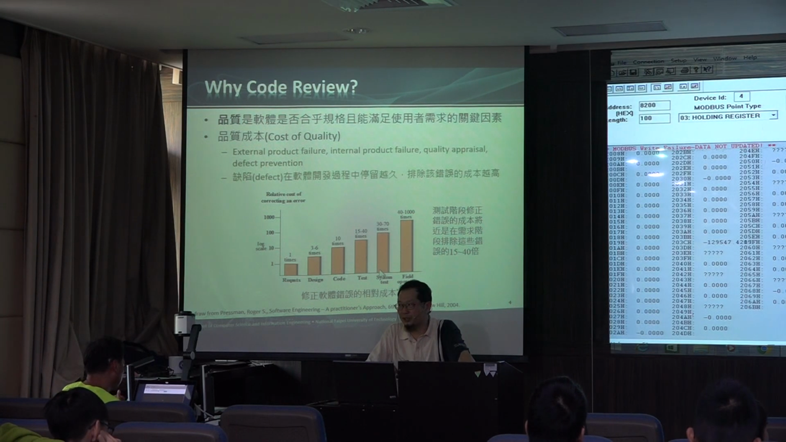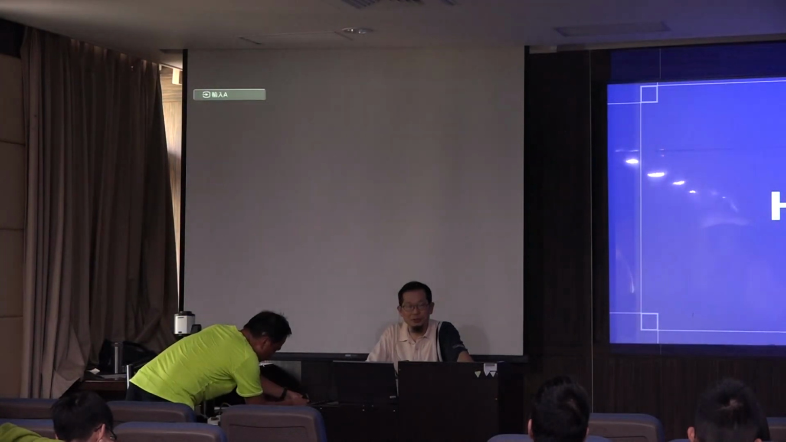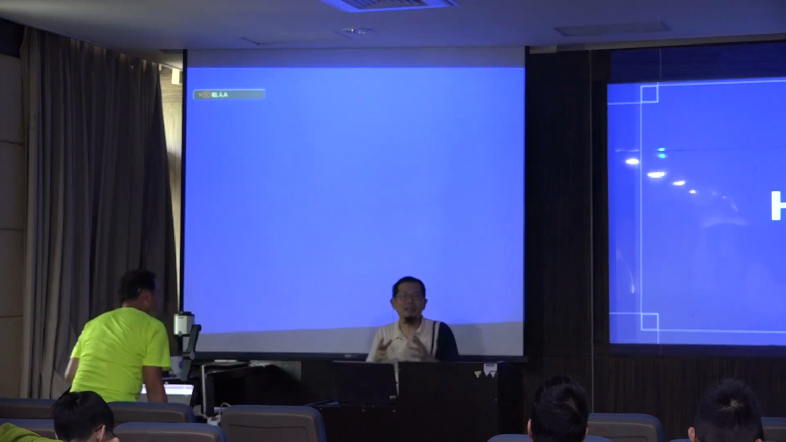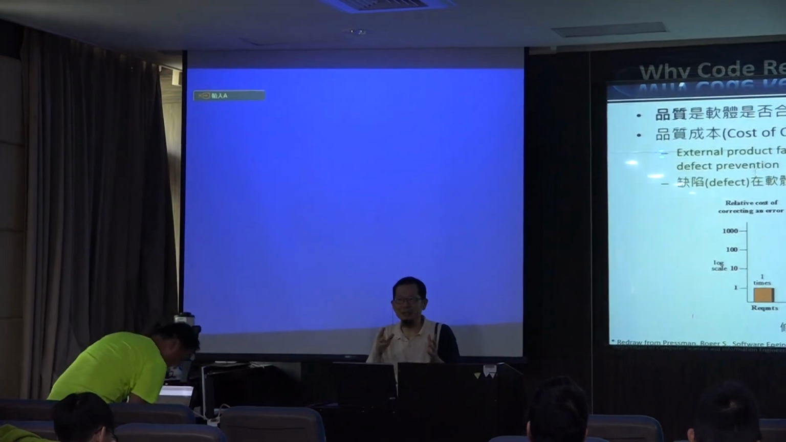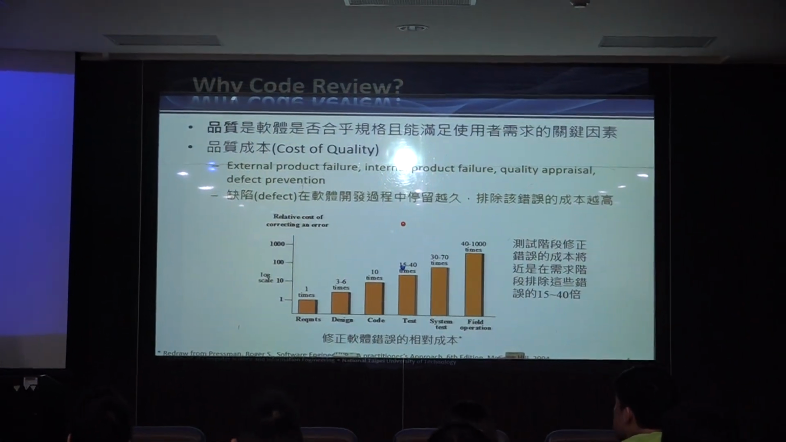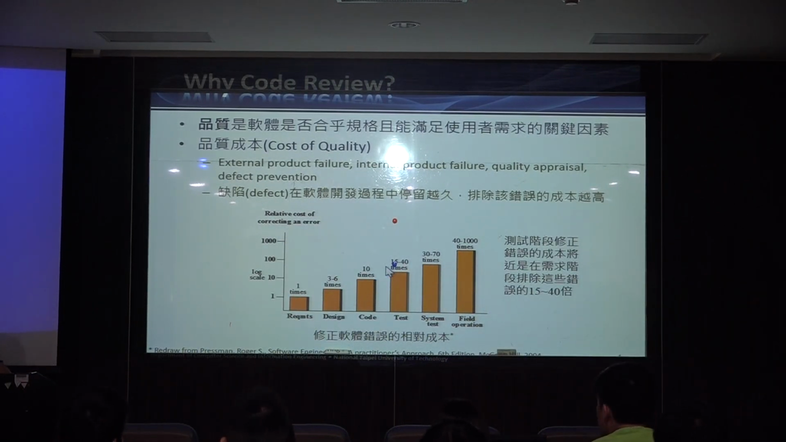Do we have a specific or systematic method to help us to identify defects? That's the big question. Today what we want to do is, at the coding implementation stage, what can we do? Is there anything that we can do to help us to identify defects? That's the idea. So code review is a systematic method to help us to identify defects during the coding stage.